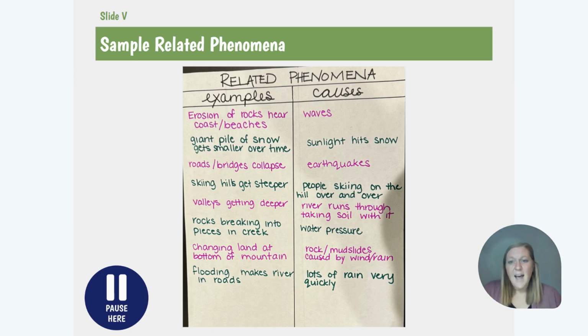So again, place a star or asterisk next to examples or causes that showed up on your related phenomena table as well. And then if you need to, go ahead and pause the video while you complete that part of the lesson.